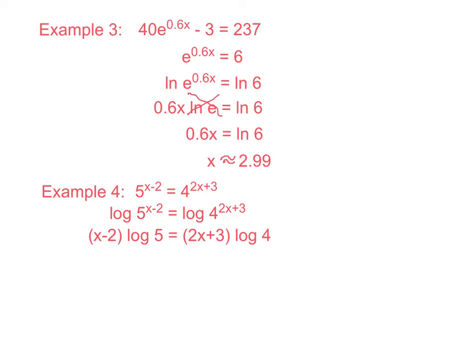Now, if we remember that log 5 and log 4 are simply constant numbers, we can distribute, okay? So what I'm going to do right now first is distribute those to get rid of the parentheses. So now you have x log 5 - 2 log 5 is equal to 2x log 4 + 3 log 4. Now notice, we have two terms with x in them, right?